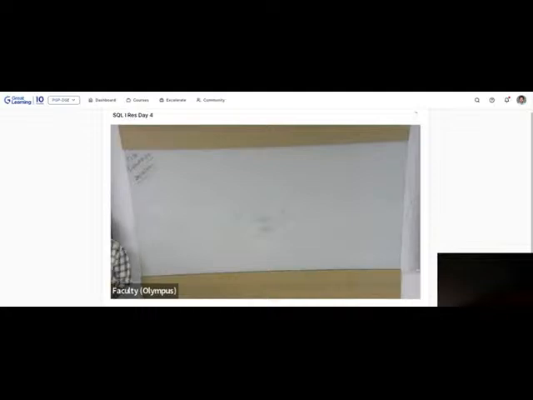So run all the 3 files. Okay, one by one by one. This one, this one, this one. You don't have to write use day 4, create database day 4. Everything is very clearly mentioned there.